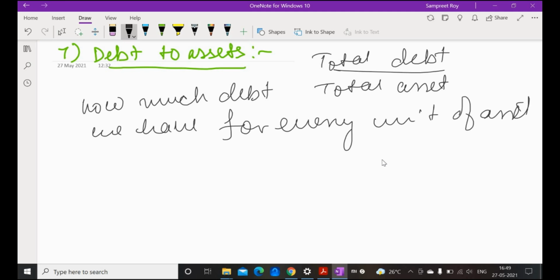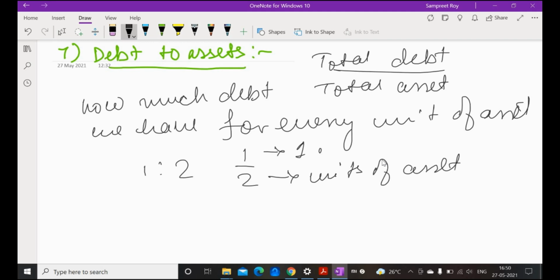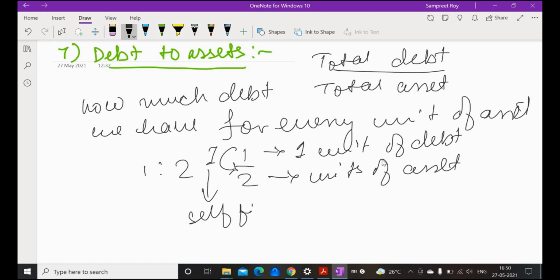For example, if our debt to asset ratio is 1 is to 2, or 1 by 2, that means for every 2 units of asset I have accumulated 1 unit of debt. That means the remaining 1 unit of asset is self financed, or equity.